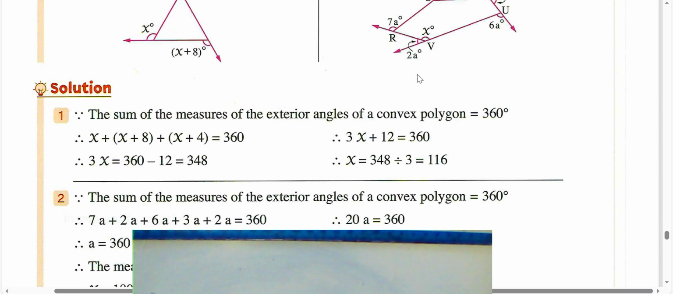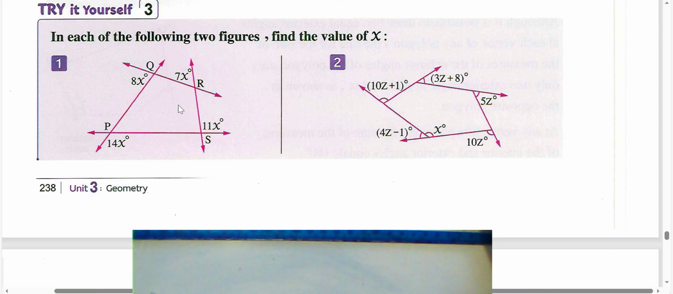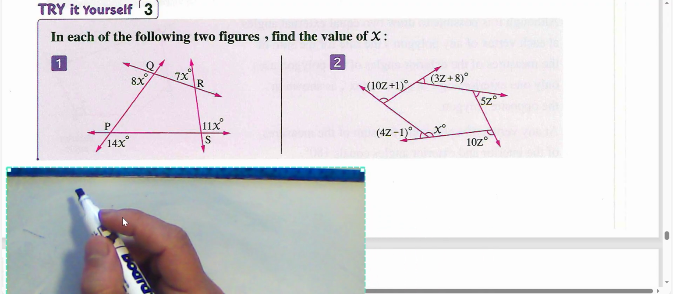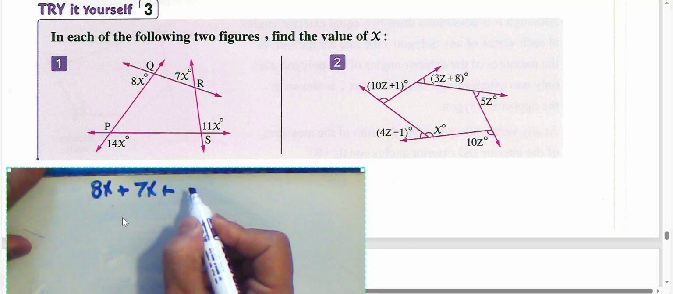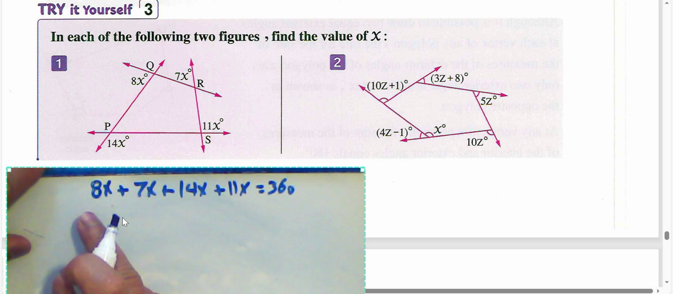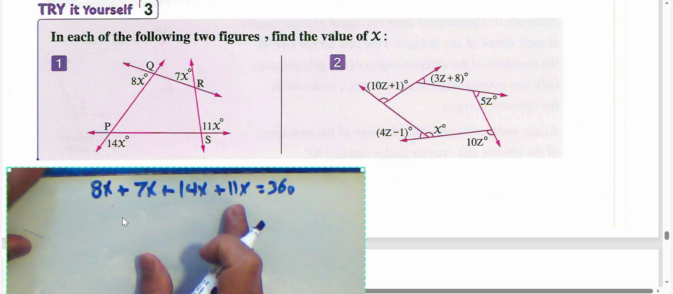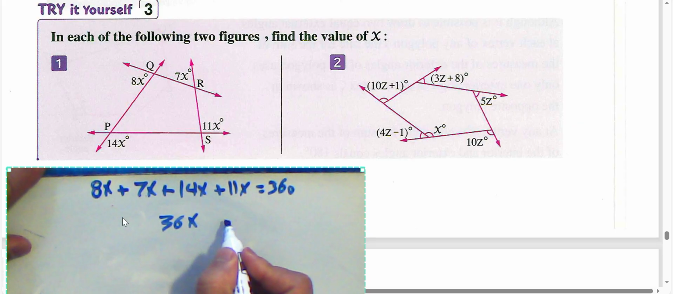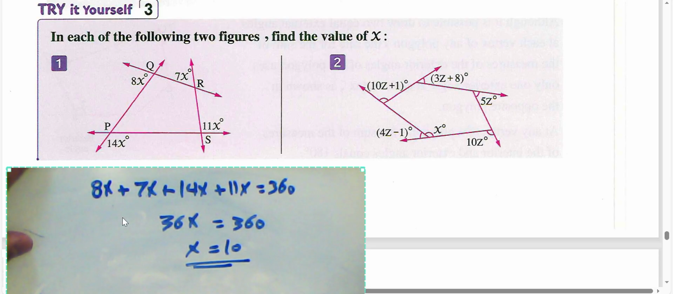We'll solve this question here. We have a polygon like this, with exterior angles 7x, 8x, 14x, 11x. The sum of them equals 360. You must know these rules. You must write 8x plus 7x plus 14x plus 11x, and the result will be 360. 8 plus 7 is 15, 15 plus 14 is 29, 29 plus 11 equals 40. 40x equals 360. We can divide it by 40, then x will be 9.